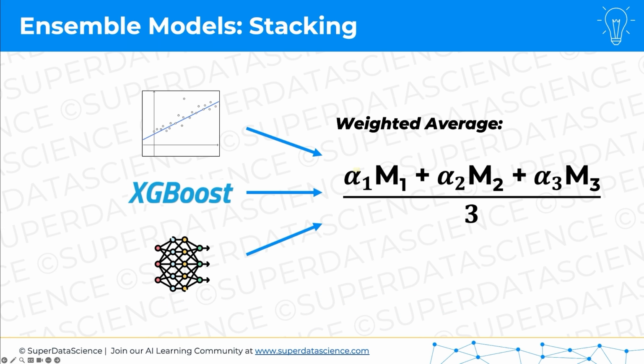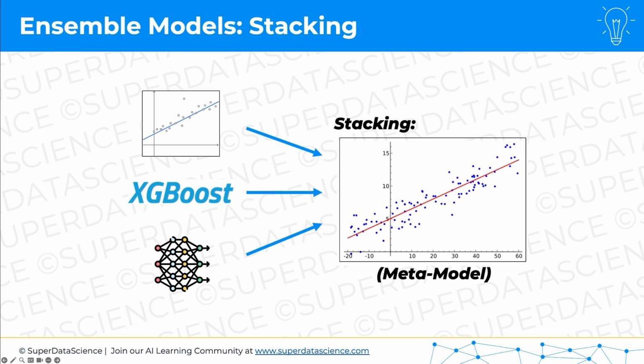Now, an even more advanced way of approaching this would be to use a technique called stacking, where rather than a simple or weighted average, we use a meta model. So these three models are called the base models. They create predictions, and then the meta model uses those predictions, is trained on those predictions, and creates its own output, which will be the final output. So that's what stacking is all about. We have the base models, and then we have a meta model. This is a high-level overview.